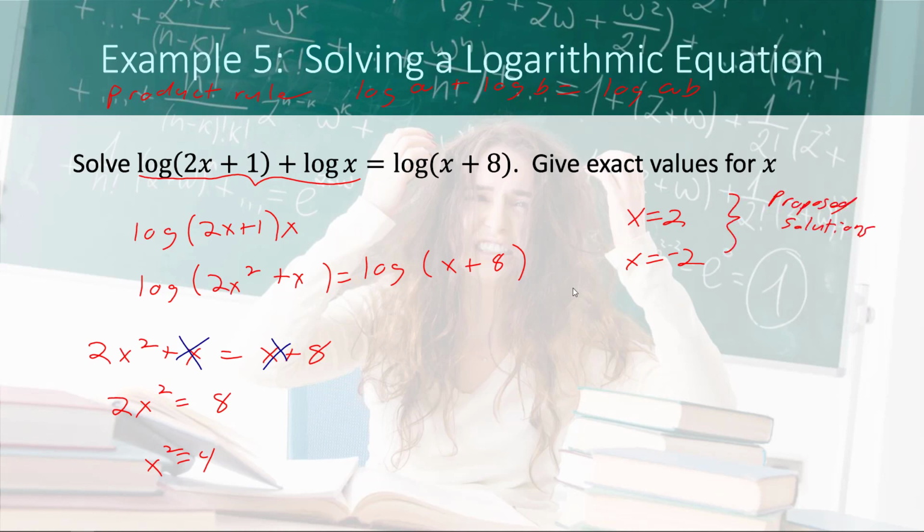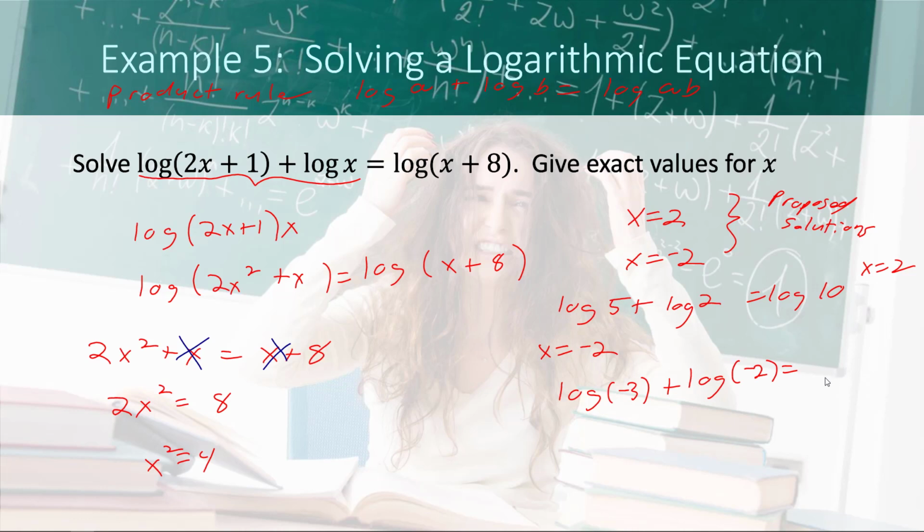When x is equal to 2, we have the log of 5 plus the log of 2, which is perfectly fine, and then we also have the log of 10. Okay, for x is equal to 2. What about x equal to minus 2? In that particular case, we would have the log of negative 2 times negative 2, which is negative 4 plus 1. So that would be the log of negative 3 plus the log of negative 2, my apologies. And that will give us the log of 6.